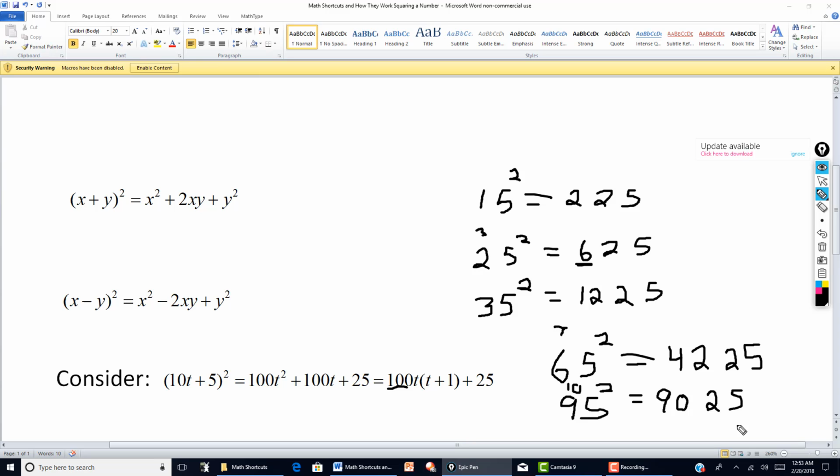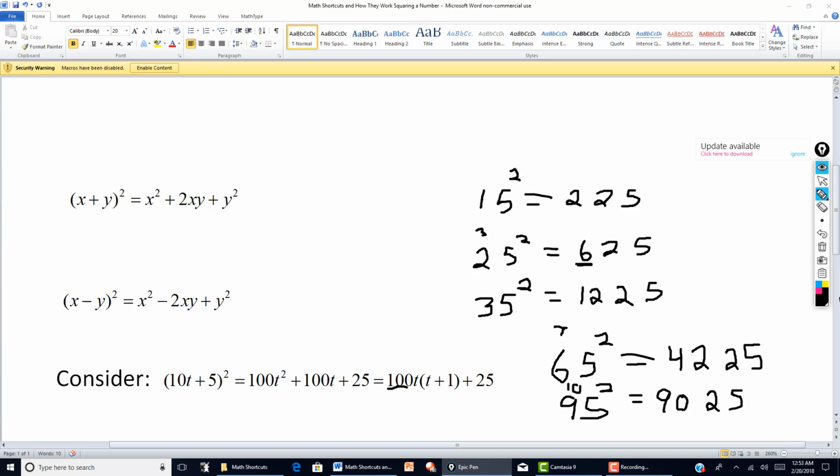So it's very easy to impress somebody by doing something like this. Again, it has to be a 2-digit number that ends in 5. And you can extend this to 3-digit numbers, but I don't think there'll ever be an occasion where you have to square a 3-digit number, but you can extend the procedure.